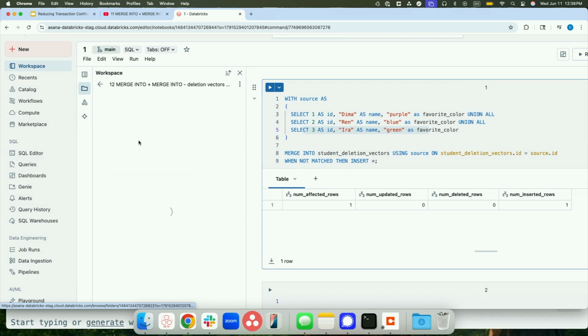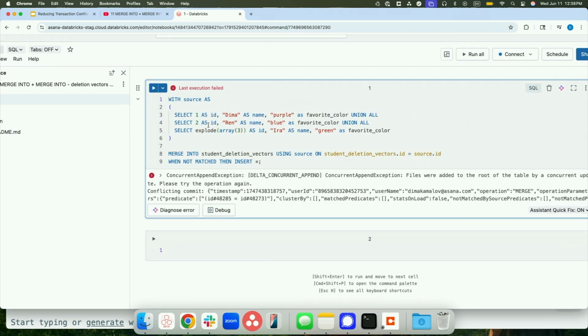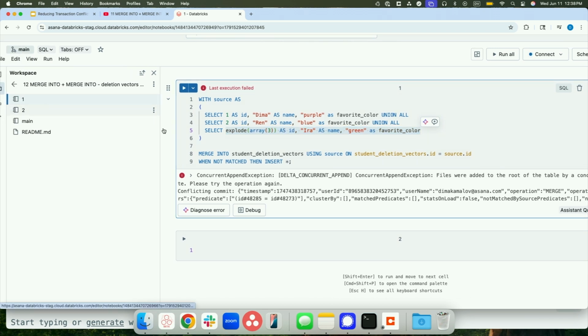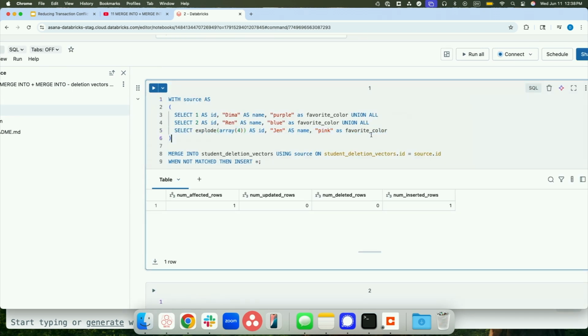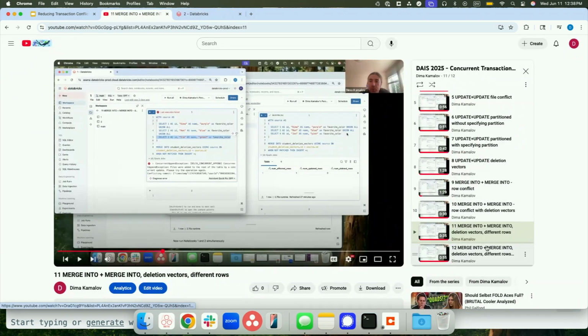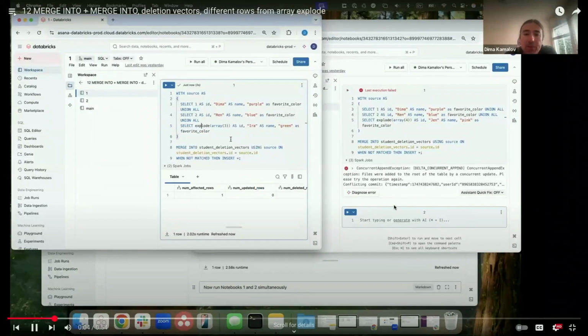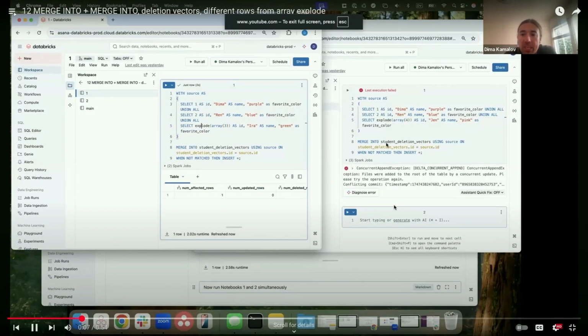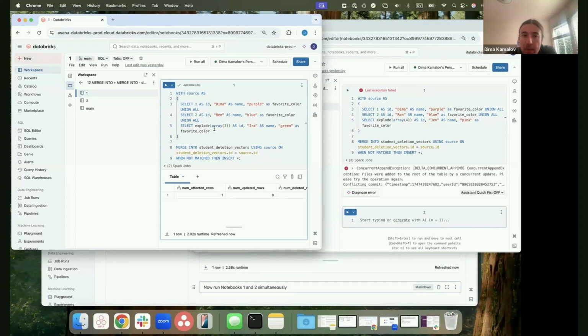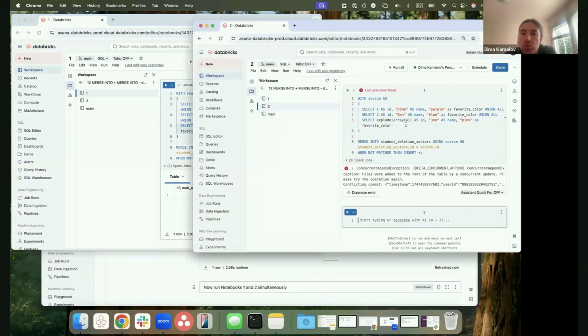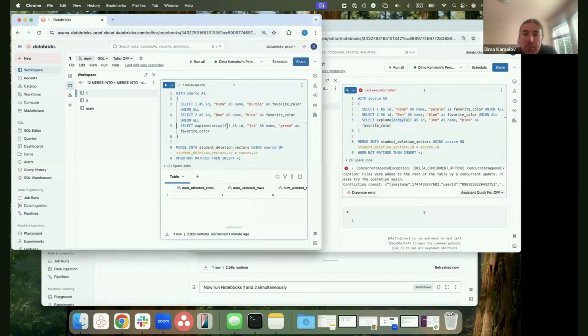Interestingly, if we make it a little bit more obtuse and we put them into an array, you can no longer tell just from analyzing the SQL statement that these will not conflict. And so there's this very interesting behavior. In this 12th example, we are again going to have 2 concurrent merge intos writing to a table with deletion vectors, and they're going to insert 2 different rows. But this time, unlike in the previous example, the way they get these rows is through exploding an array as opposed to an ID being explicitly specified.